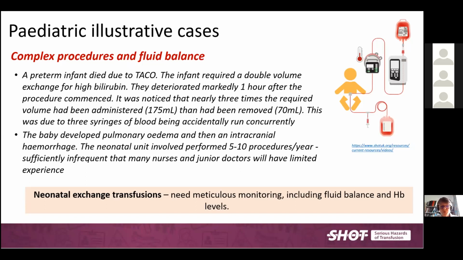They required a double volume exchange transfusion for high bilirubin at birth, but deteriorated markedly an hour after the procedure commenced. And it was noted that nearly 3 times the required volume had been administered than had been removed. And this was due to 3 syringes of blood being accidentally run concurrently. And this illustrates the issues that can occur when one's dealing with such complex procedures.